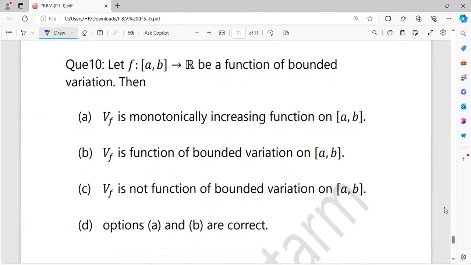Second option is V f is a function of bounded variation on a to b. We also know that monotonically increasing functions are functions of bounded variation. So option number B is also correct. Now option number C is V f is not of bounded variation on closed interval a to b. No, it is not correct because it is monotonically increasing, and monotonically increasing functions are functions of bounded variation. So C option is not correct. So A and B options are correct. So option number D is correct.